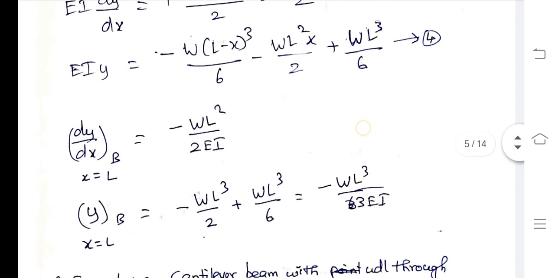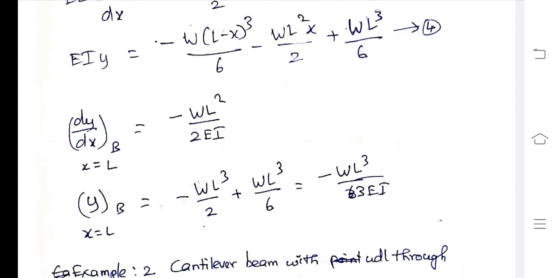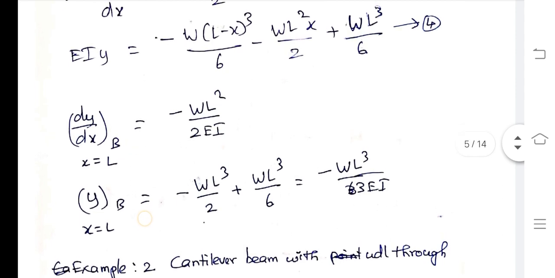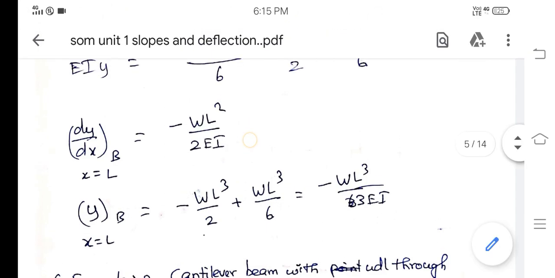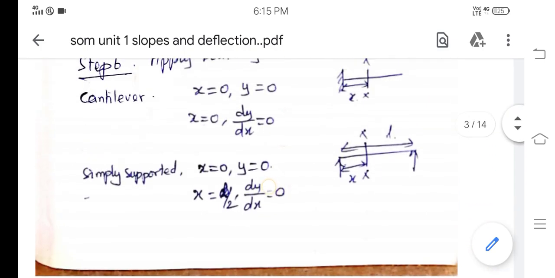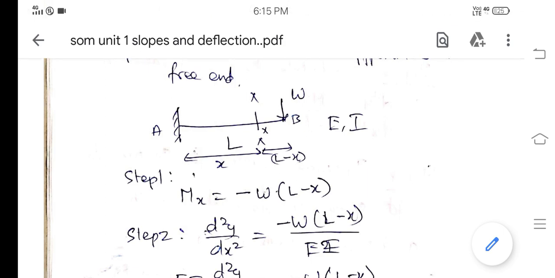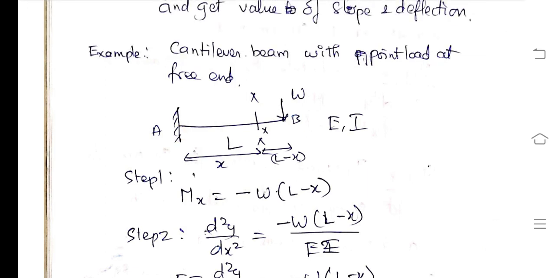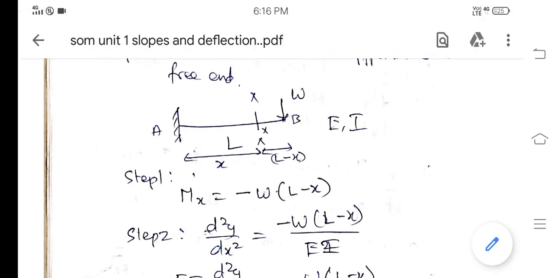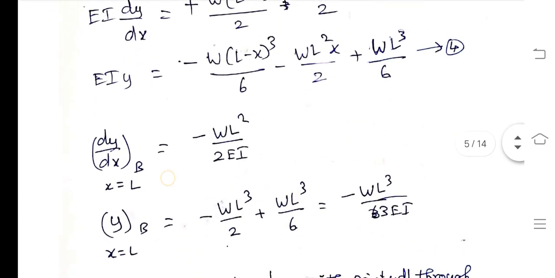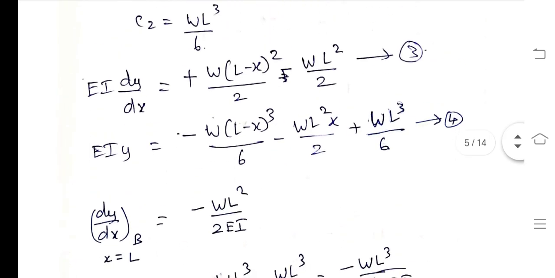Now we have to find out the slope at the free end, that is B point, and the deflection at the free point. In the diagram, you can see that at A point, x is equal to 0, and at B point, x is equal to the full length, that is L. So substitute x is equal to L in this equation.